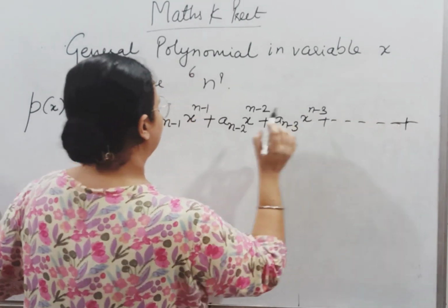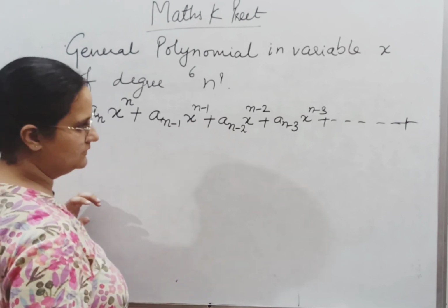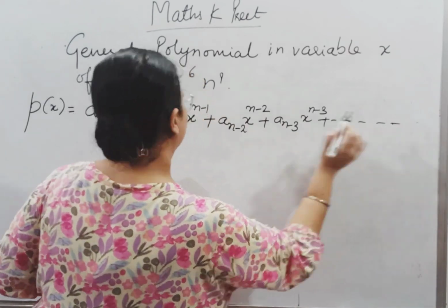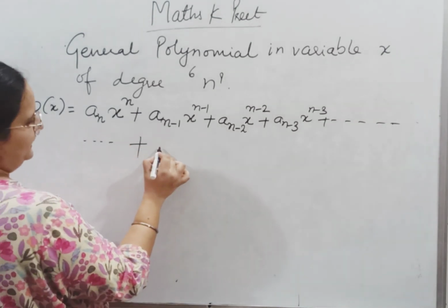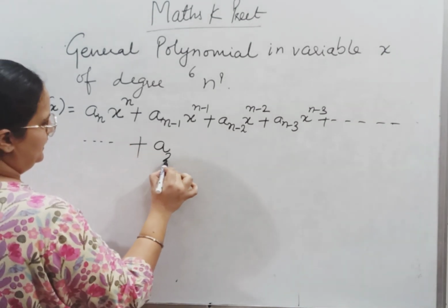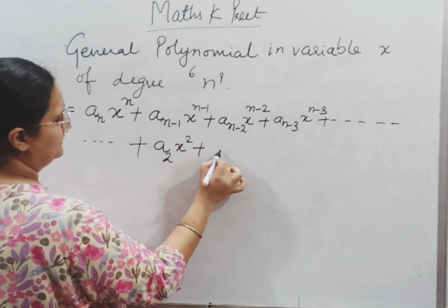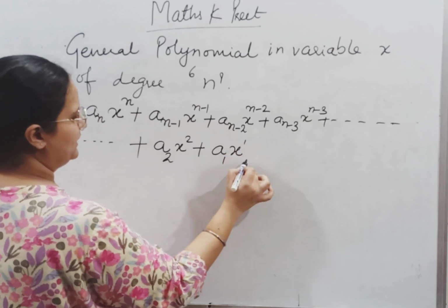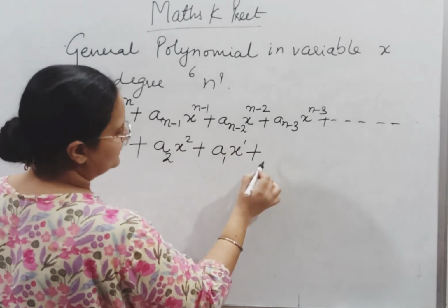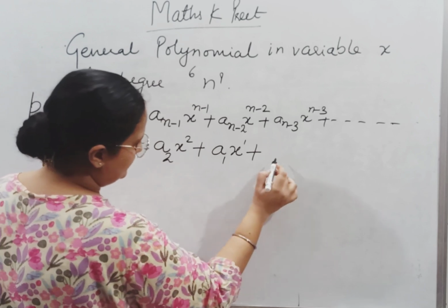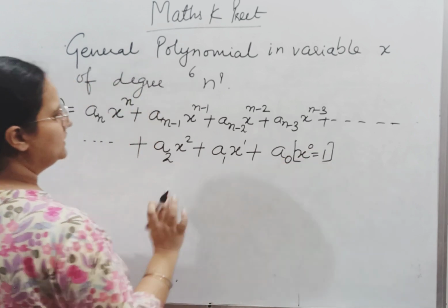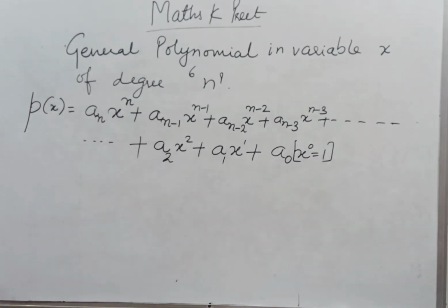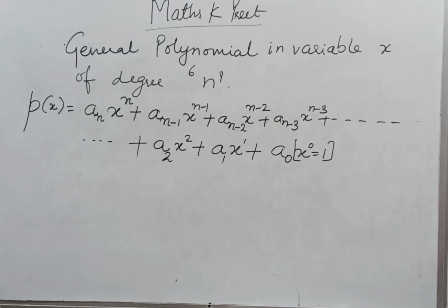To end this polynomial, keep on going. From the end I will write it as a2 x square, a1 x, and some constant, say a naught x naught, which is basically 1. So this is the general polynomial in variable x of degree n. We must know how to write. This is the way we can write.